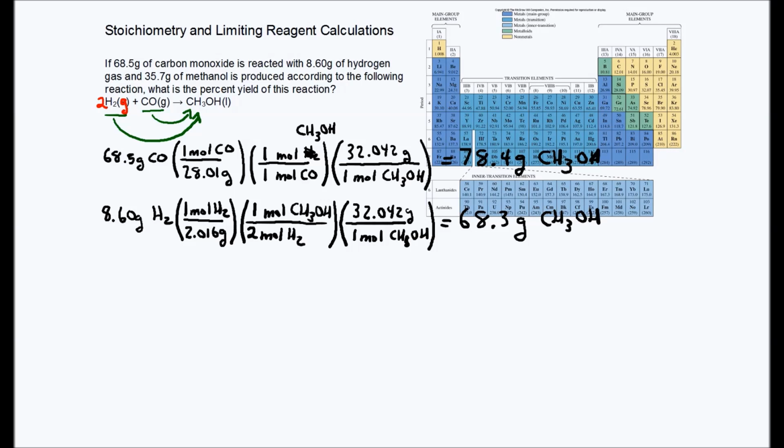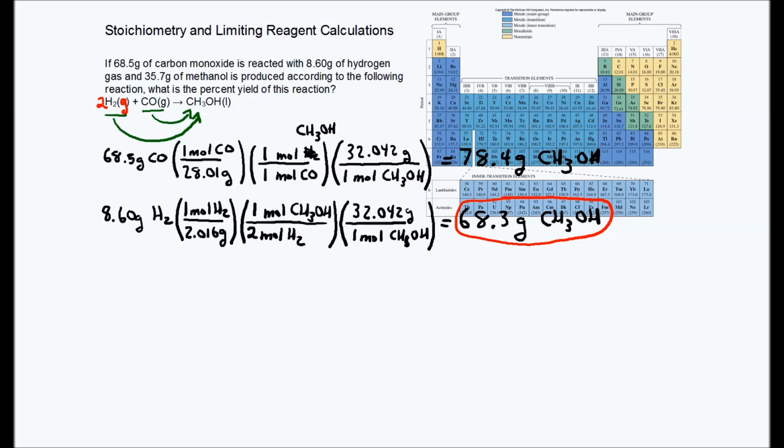So what's this telling me? This is telling me that in the event that 68.5 grams of carbon monoxide totally formed methanol, it could make 78.4 grams of methanol. If all of my 8.6 grams of hydrogen produced methanol, it could make 68.3. So the actual amount of methanol that I should be producing, as we did in the last slide, is the smaller of them, 68.3 grams. This is my theoretical yield now. To find percent yield, I use that. You see, I didn't actually produce that. I actually produced 35.7 grams, less than that.